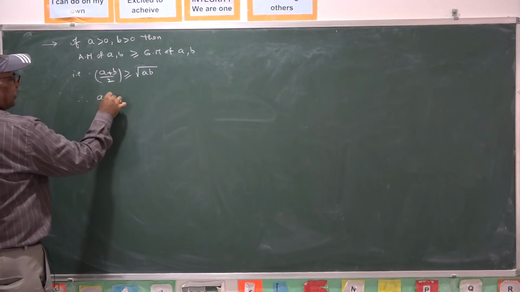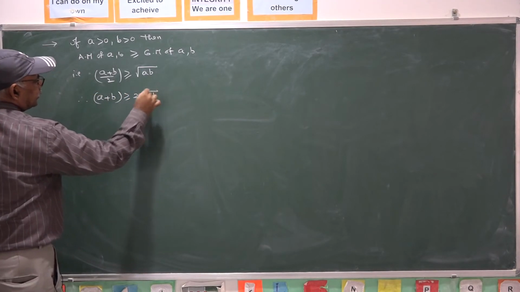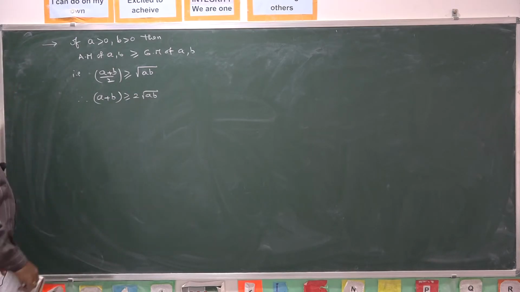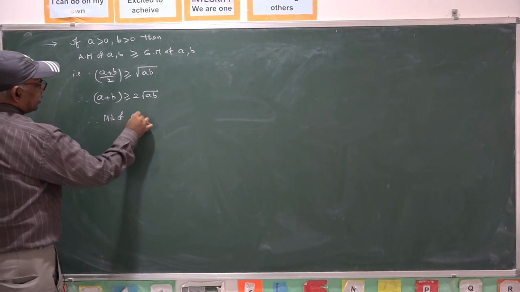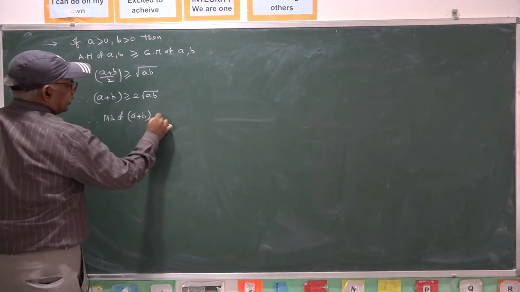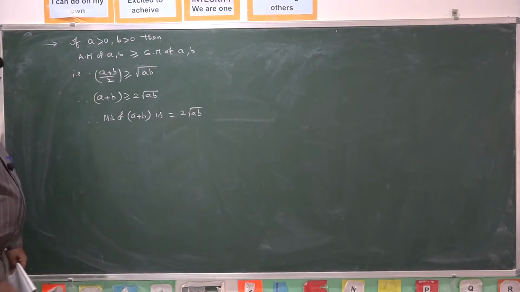Therefore, A plus B takes a value greater than or equal to 2 root AB. Hence, the minimum value of A plus B is 2 into root AB. Therefore, the minimum of A plus B, once A and B are positive, is equal to 2 root AB itself. This is one important relation.